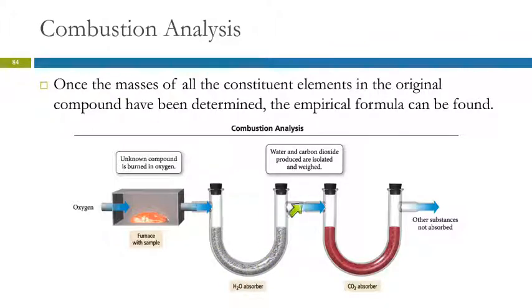And then the gases continue through here, through a CO2 absorber, which catches all the CO2. And you can find the mass of CO2 by weighing that. Any other substances that are produced will just go straight through. So if you're burning something that has nitrogen in it, you would need to do something else with that. But we're just going to talk about carbon, hydrogen, and oxygen.